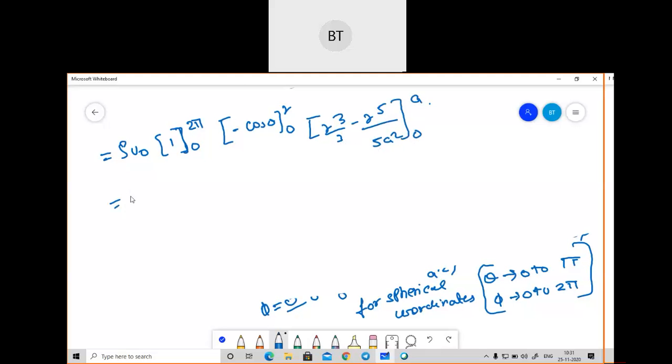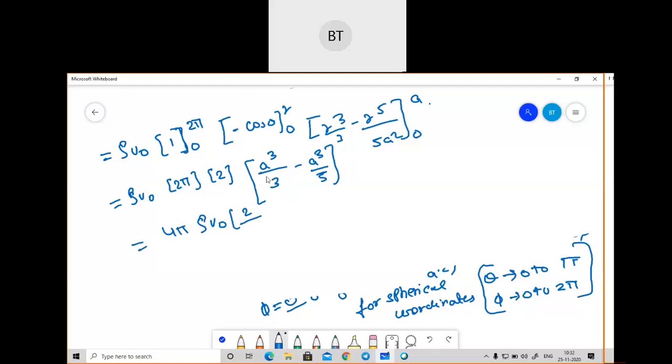So let me open this more. What I'm getting here is rho v0 into 2 pi into 2, and since the limit varies from 0 to a, I will write a cube upon 3 minus a cube by 5. I have replaced r with a and everything else is the same. After opening this, I will get 4 pi rho v0 upon, if you open this, the LCM will be 15, so that will be 5a cube minus 3a cube, that is 2 into a cube.